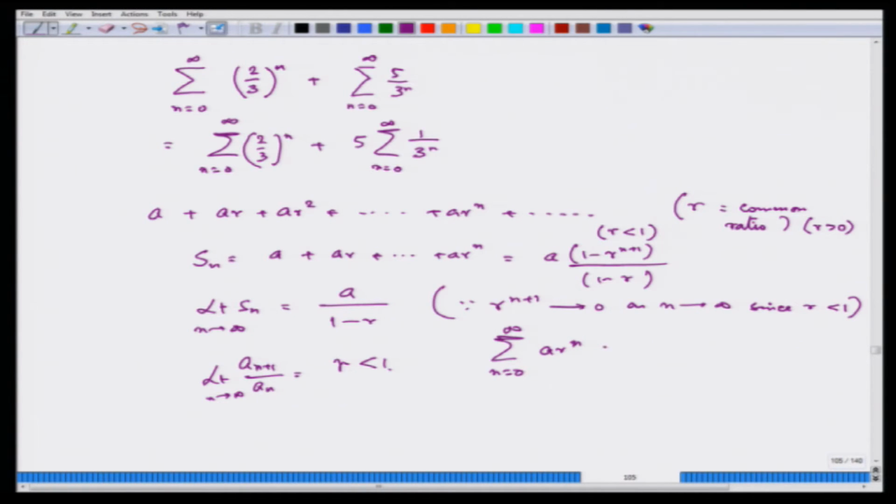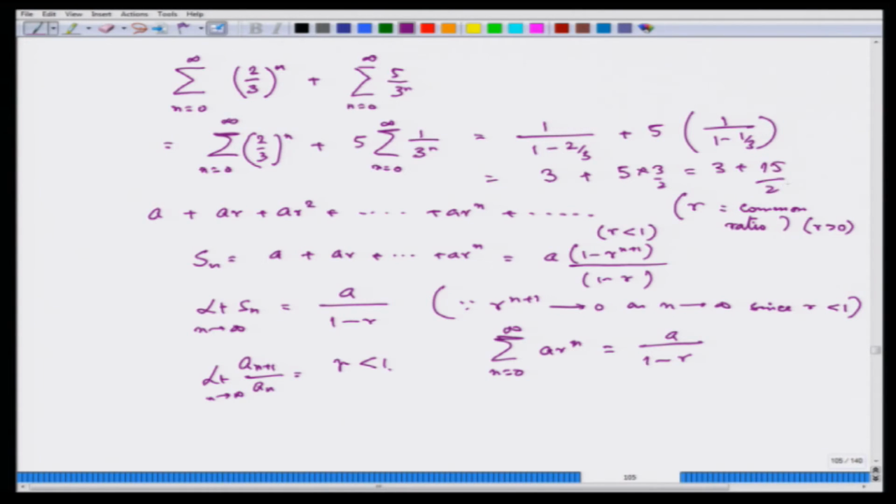is nothing but a into 1 minus r. So similarly, you apply this here, so what will you have? The first term is 1, so it is 1 by 1 minus 2/3, plus 5 into, the first term is 1, so 1 by 1 minus 1/3. So it is 1 by 1/3, which is 3, plus 5 into 3 by 2, it is 3 plus 15 by 2, so it is 21 by 2. So that is the final conclusion.